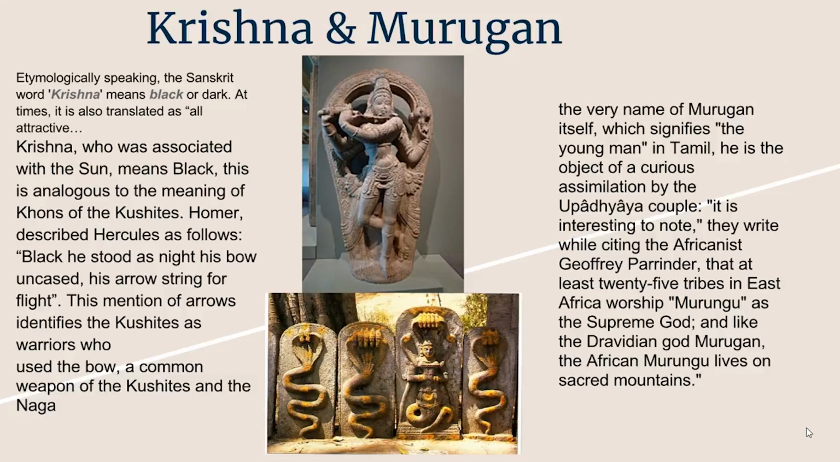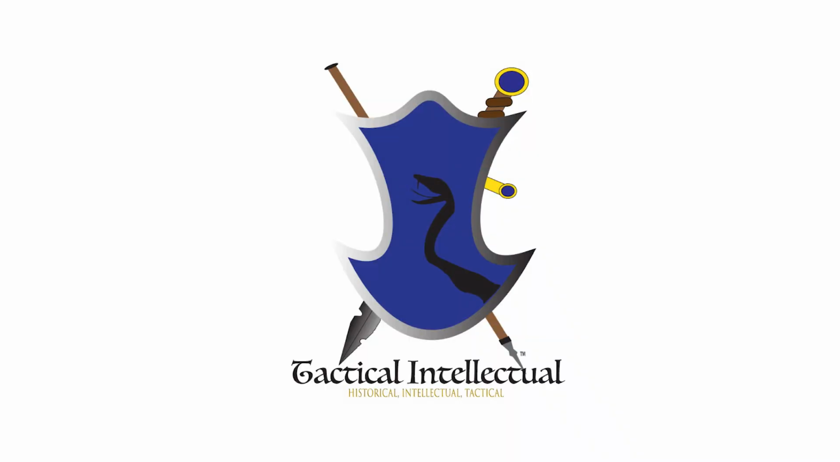It is interesting to note that they write, while citing the Africanist George Parrinder, that at least 25 tribes in East Africa still worship Mulungu as a supreme deity, like the Dravidians. So these linguistic similarities, that is very telling right there. And I like what William Jones said, that the ancient Ethiopic and Sanskrit writings are one and the same.